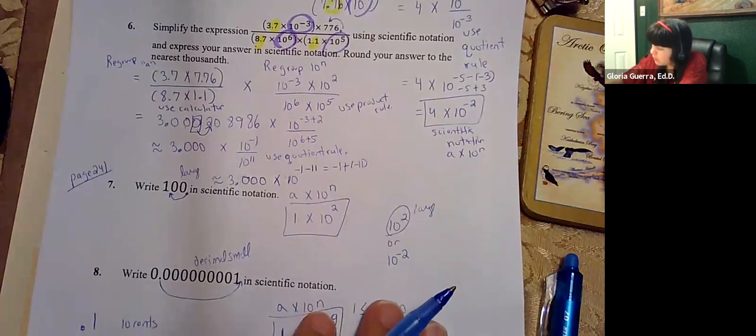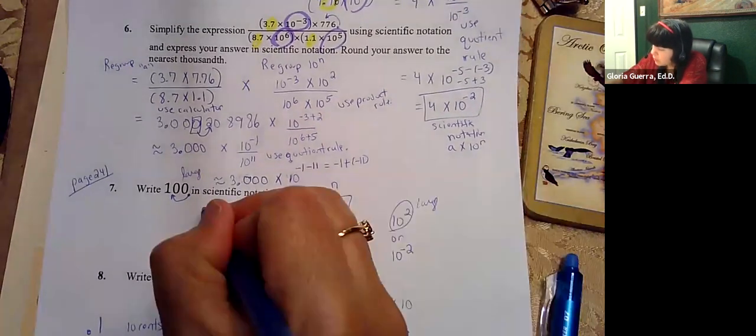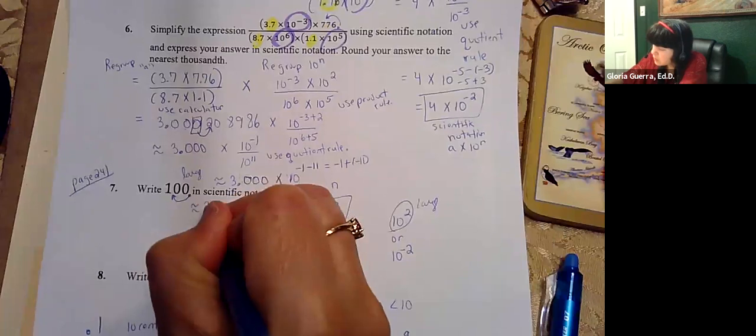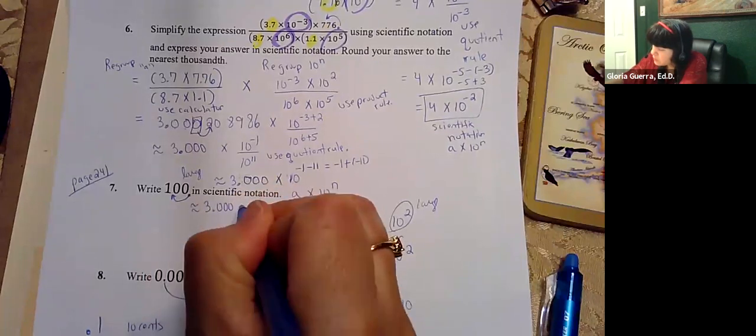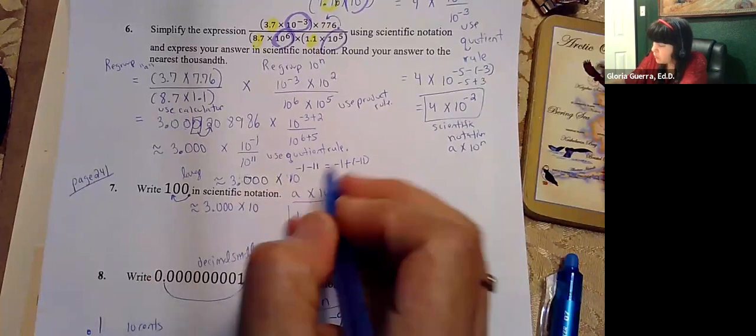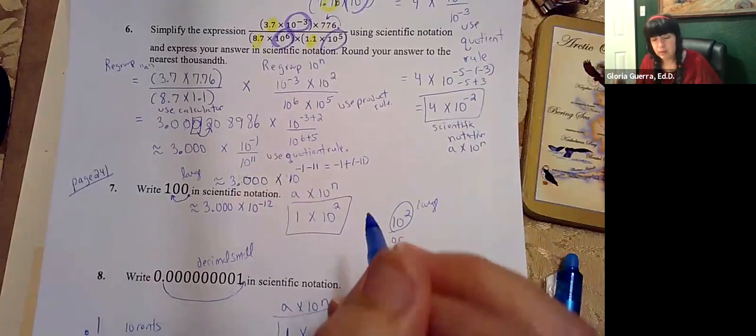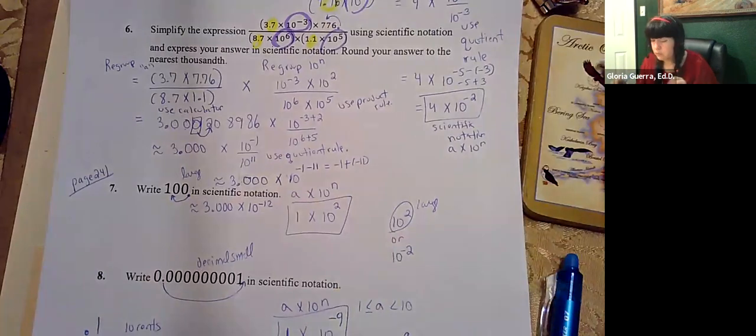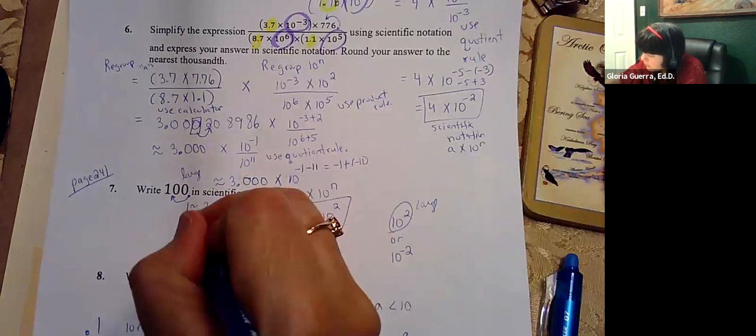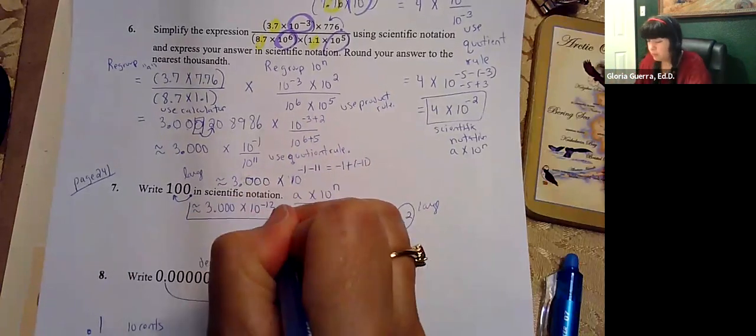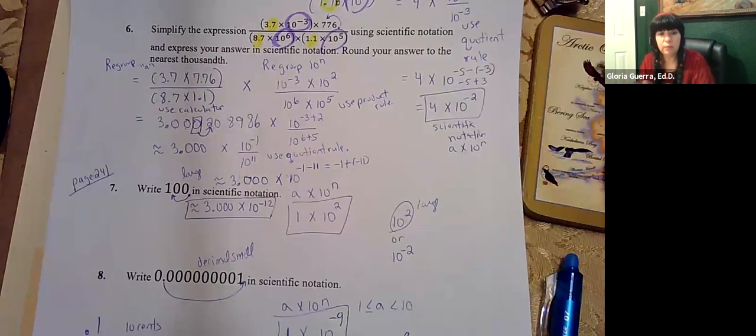So then we have this being approximately 3.000 times 10 to the -12, because -11 and -1 is a -12. And I'm going to box that, and that would be considered my scientific notation format for that. Okay.